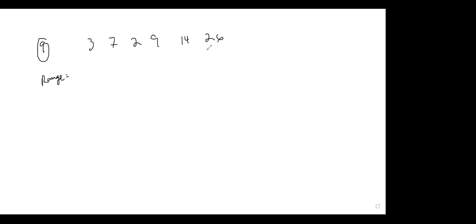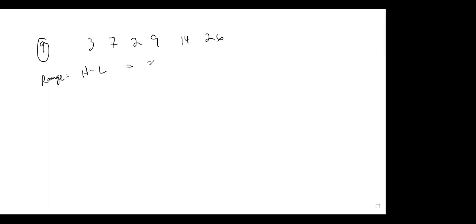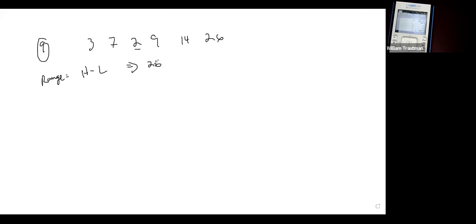I have question 9 now. Stop me if anybody has any question. 3, 7, 2, 9, 14, and 26. What is the range? 24. How did you get that? The highest minus the lowest. Range is highest minus the lowest. 26 is the highest number, 2 is the lowest number. So the range is 24.